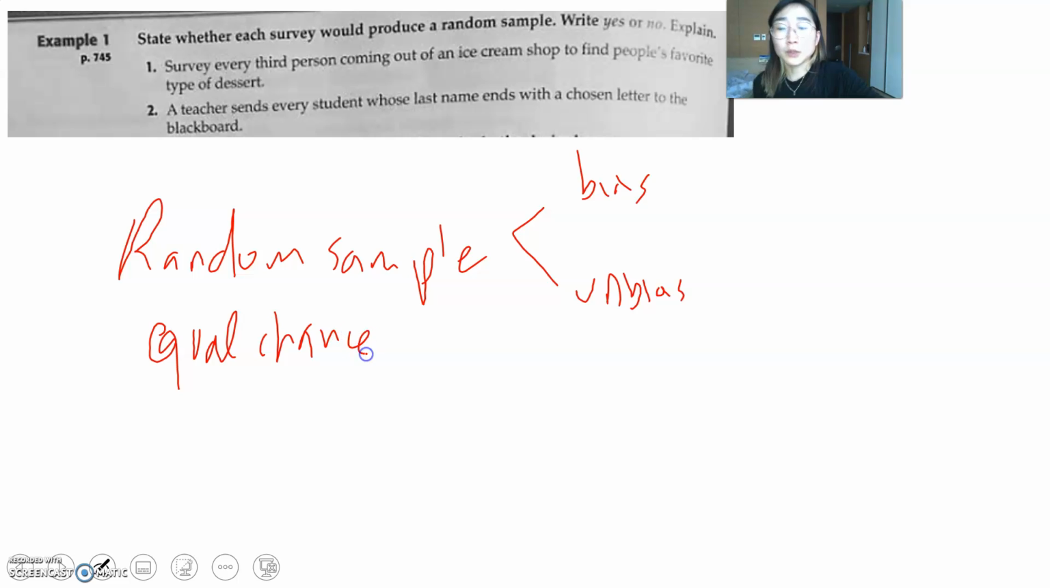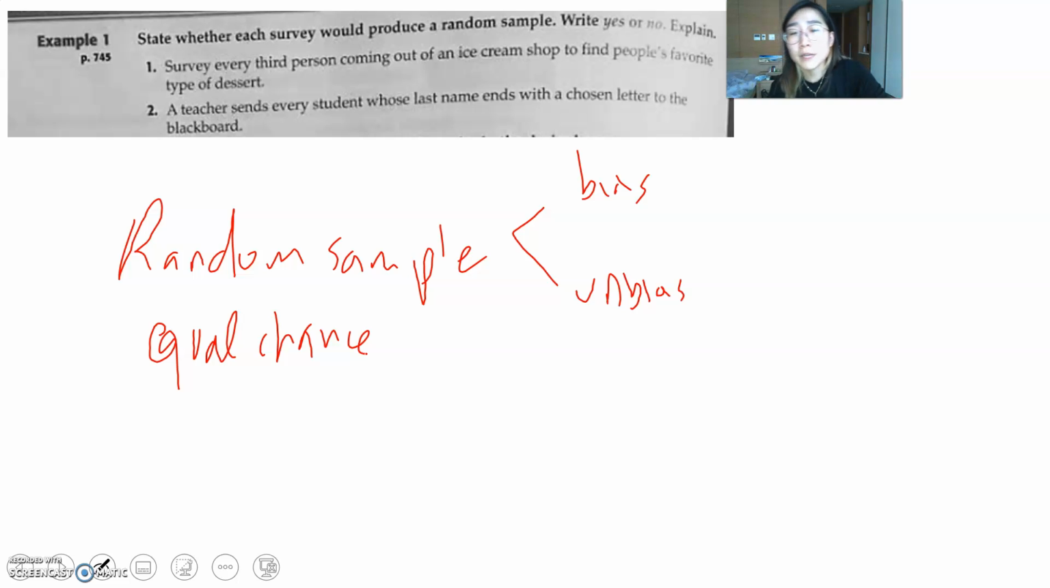Random in statistics means that everyone has an equal chance of being selected. The most common way to do this is drawing names from a cup, because I have no way of knowing who will be drawn and you have no way of knowing that you will be drawn, right? So that is equal chance. Everyone has the same percentage of getting picked. So let's look at this.